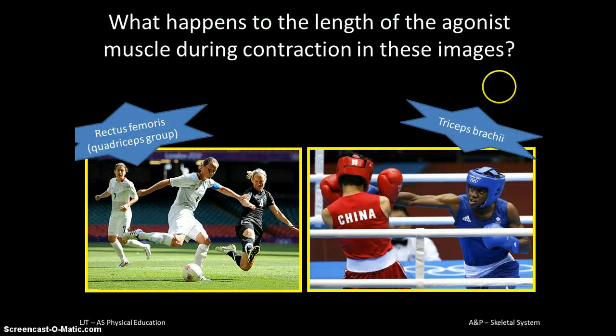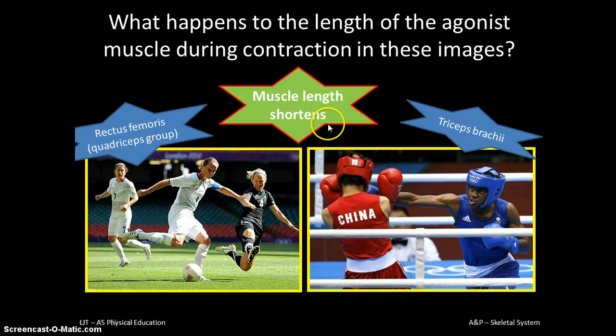If you look at these images though, what happens to the length of the agonist muscle during contraction in these images? So kicking a ball, the agonist is the quadricep group, and we have to name one of those muscles. So the rectus femoris is one of the 4 quadricep muscle groups. Punching somebody, so the triceps brachii is the agonist in a punch action, straightening the arm or straightening the leg. And hopefully you'll realise that the agonists there are shortening. So the muscle length shortens.